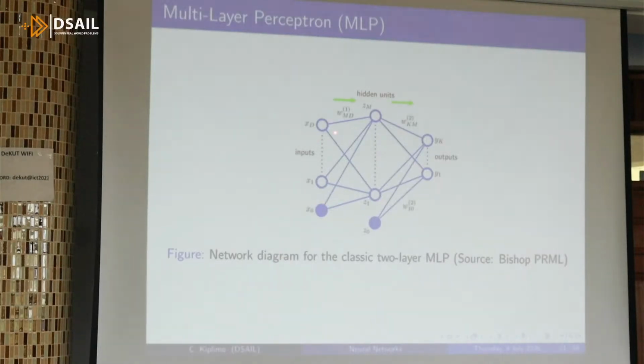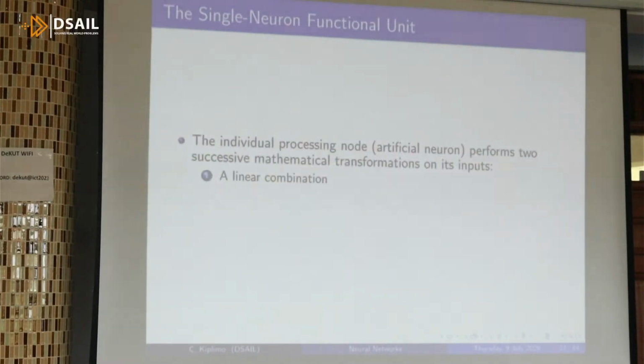Okay, so there's a function there, and then you have your outputs here. The information is flowing like that. So this is a classic. You can think of it as a 2-layer multi-layer perceptron, or as a 3-layer if you count the input as a layer. Again, the source is that book, Pattern Recognition and Machine Learning.